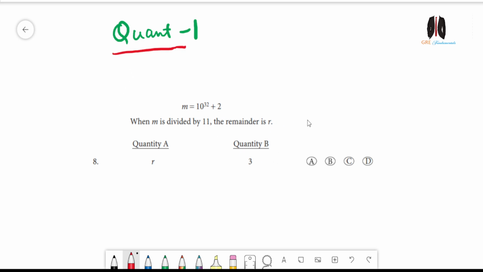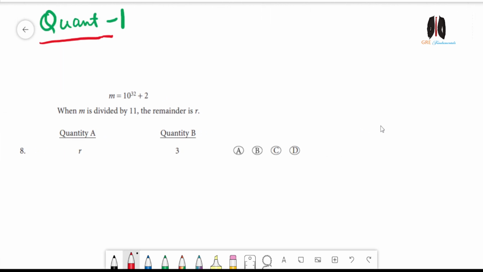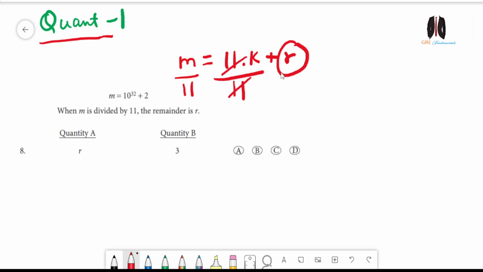Okay, let's try to solve this with solid fundamentals. So first off, m is equal to 10 to the power 32 plus 2. When m is divided by 11, the remainder is r. So what can we write? M is equal to 11 multiplied by some positive integer k plus r. They're asking us what is r, because if we divide this by 11, then all we'll get is r.